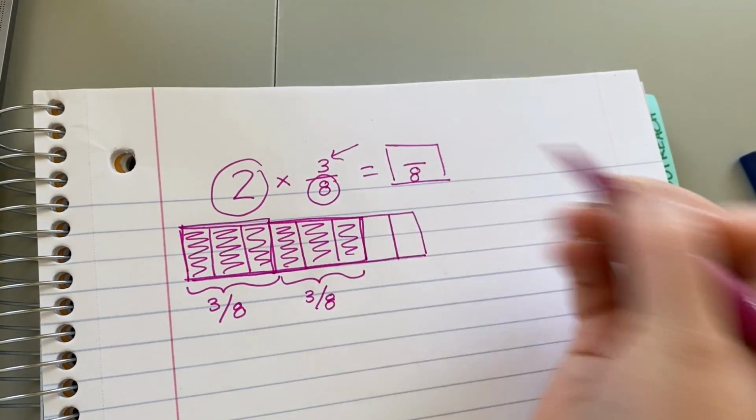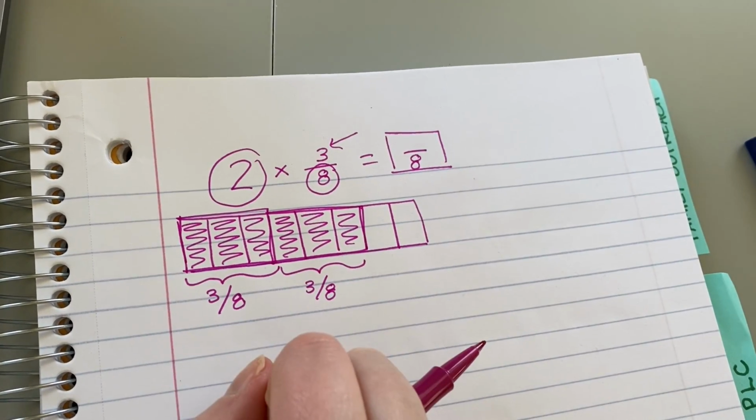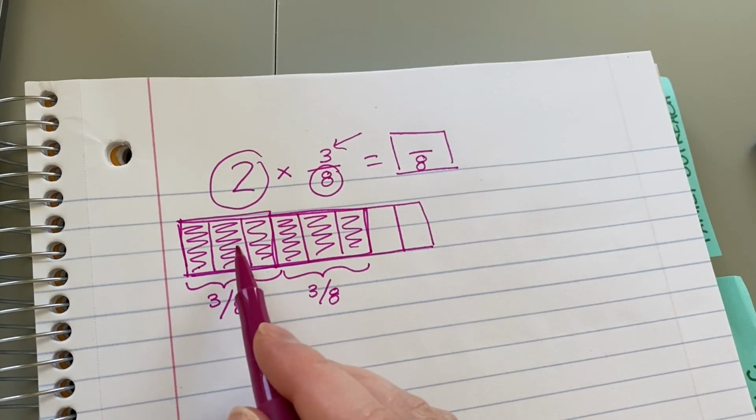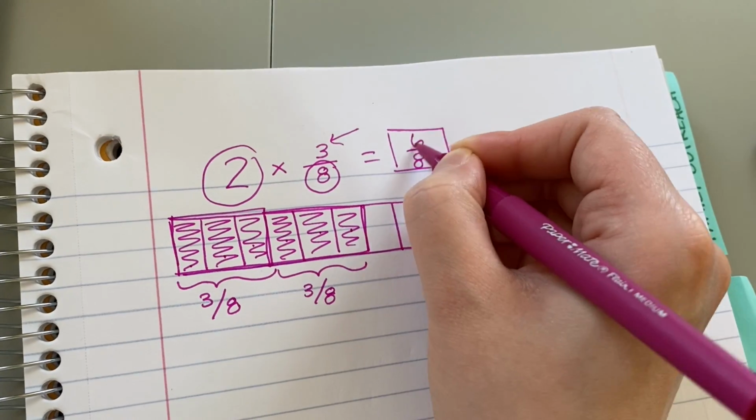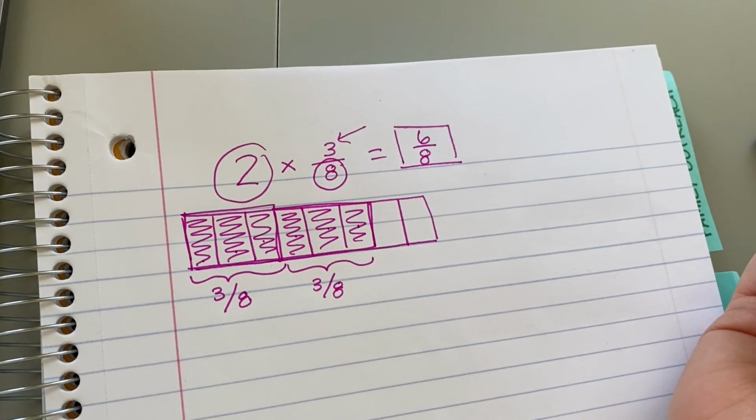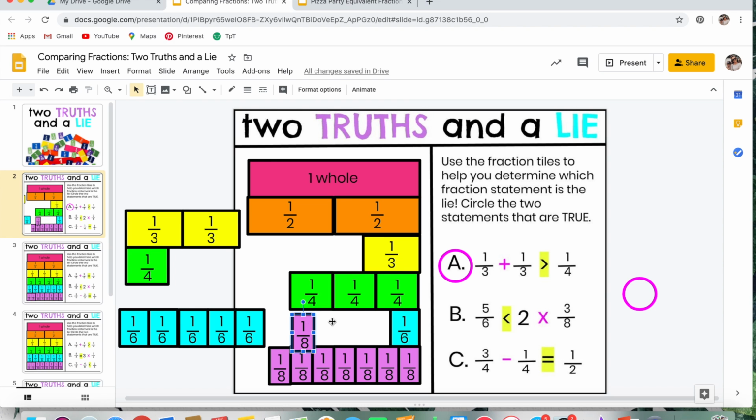So I know my denominator stays the same. The amount of parts I have didn't change. Just the amount I have colored in changed. So I have 1/8, 2/8, 3/8, 4/8, 5/8, 6/8. My final answer is 6/8. Let's go move those fraction tiles. So I'm going to move 6/8 next to, or underneath actually, the 5/6 so that I can compare them and see if statement B is true or a lie.